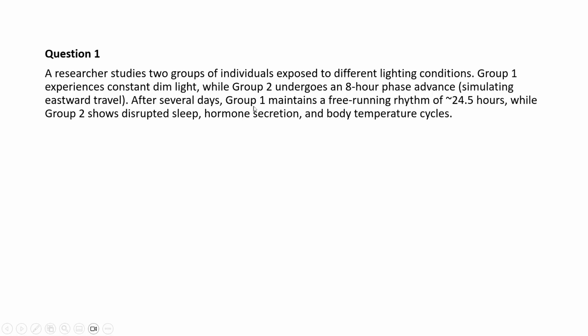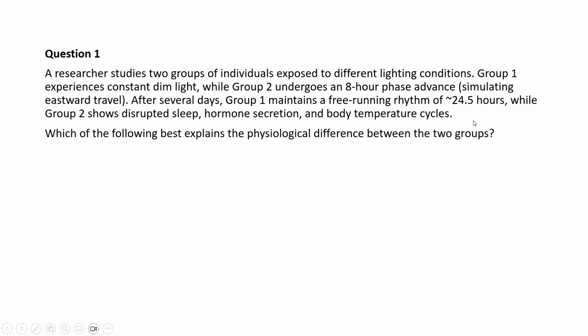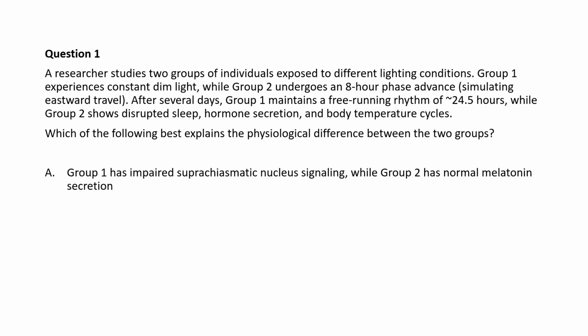So after several days, group one maintained a free running rhythm of about 24 and a half hours. So note this. While group two showed disrupted sleep, hormone secretion, and body temperature cycles, all were upset. So now, which of the following options would best explain the physiological differences that occurred between these two groups? The first option is that group one has impaired suprachiasmatic nucleus signaling and group two has normal melatonin secretion.